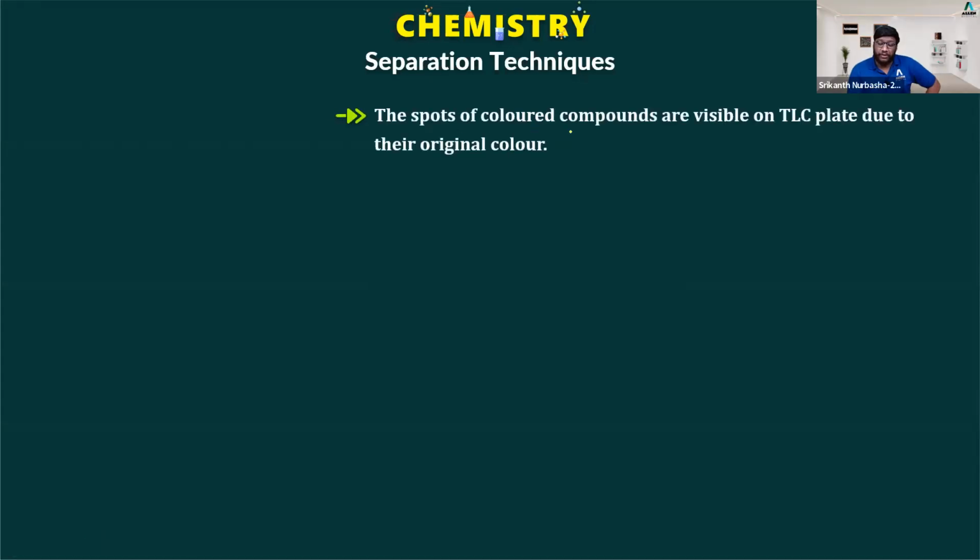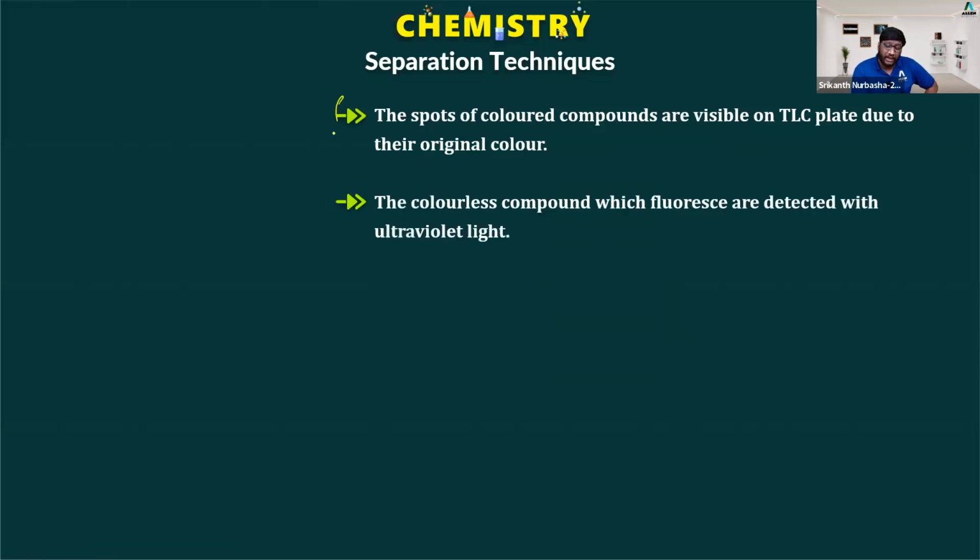The spots of colored substances are visible on the TLC plate due to their original color. Earlier, in the previous days, these techniques were used just to separate mixtures of compounds which are colored. But nowadays, if the compounds are not colored in the visible range, then they are taken into UV light where they can show fluorescence. The colorless compound, meaning it does not have any color in the visible range, its fluorescence is detected with the UV light.